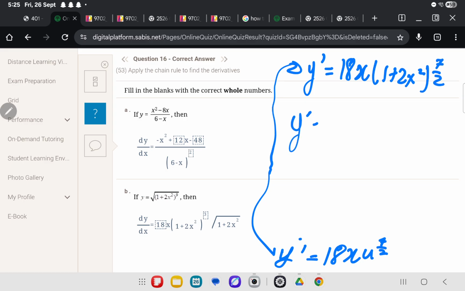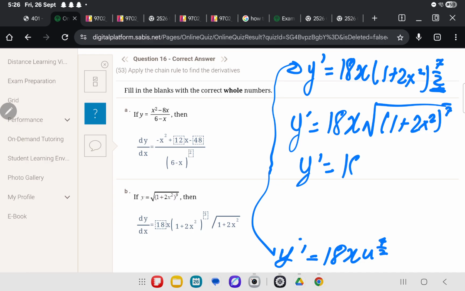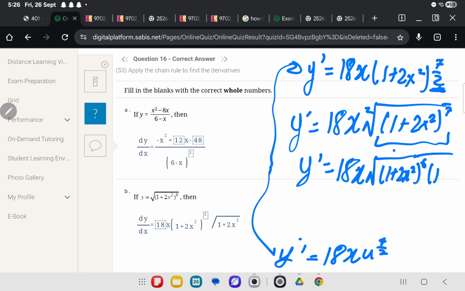That means y prime is equal to 18x times the radical, because remember, this is my index, so it's index 2, but I don't write it, of 1 plus 2x squared to the power of 7. Now, this is the power of 7, and this is 2, so let me rewrite this. It's going to give me 1 plus 2x squared to the power of 6 times 1 plus 2x squared.